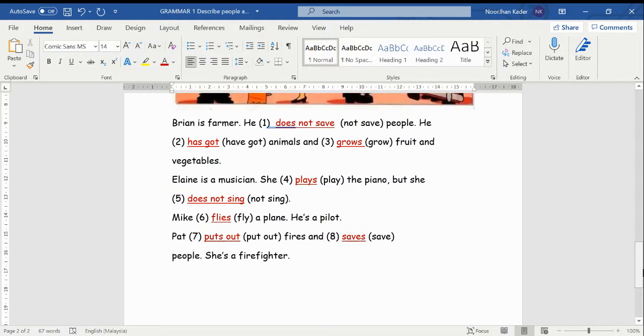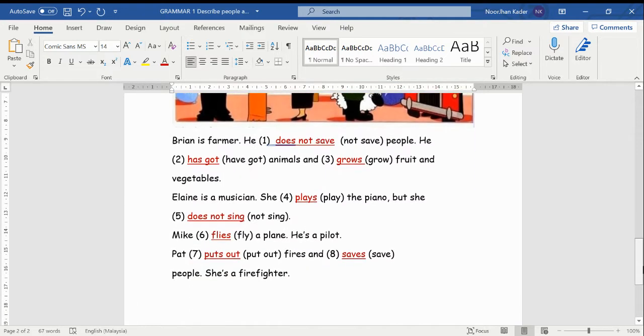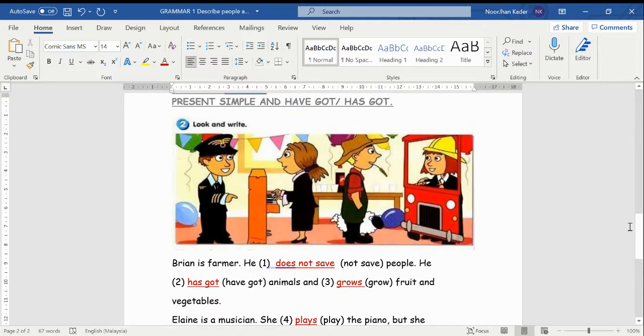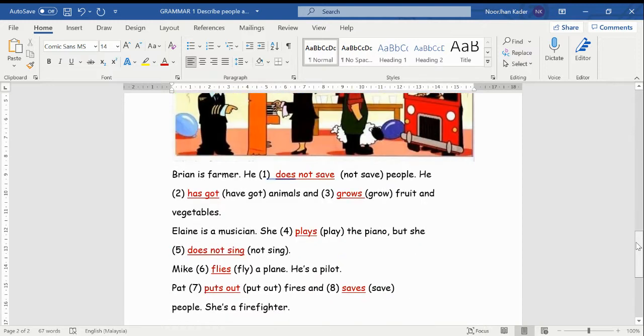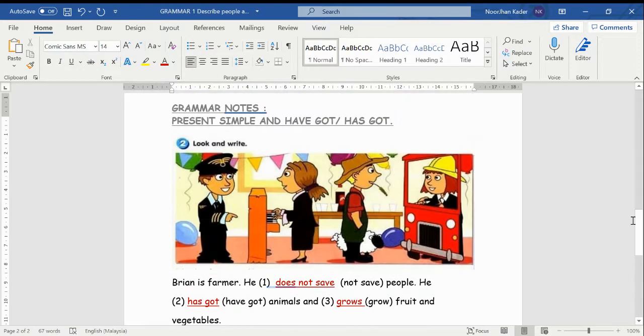Okay. Not number 7. Picture number 4. Pat. This one. Pat puts out fires and saves people. She's a firefighter. Of course, when you see that she is driving a fire brigade, that means she's a firefighter. And a firefighter puts out fire.